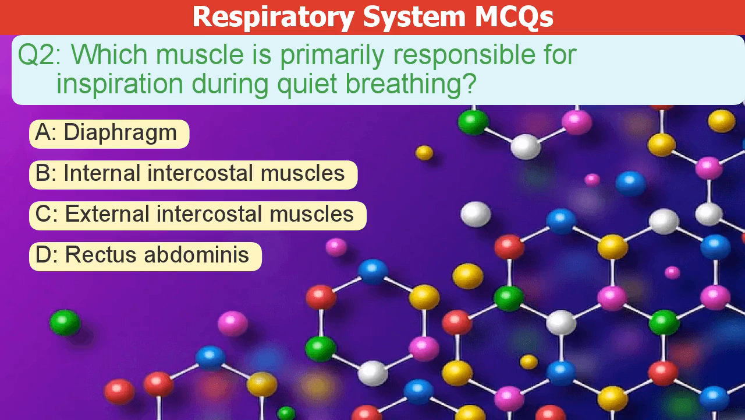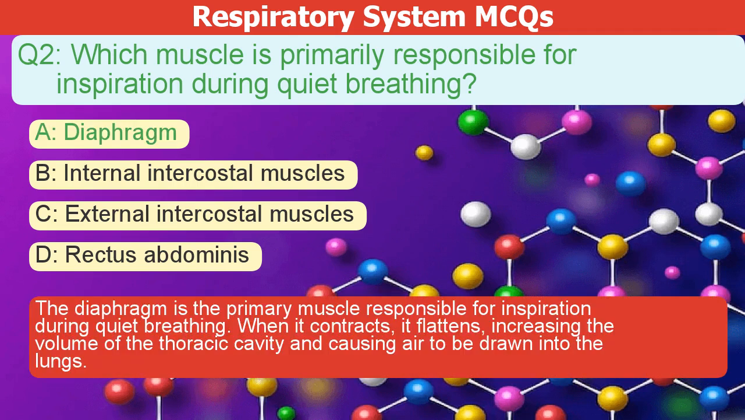Which muscle is primarily responsible for inspiration during quiet breathing? A. Diaphragm. B. Internal intercostal muscles. C. External intercostal muscles. D. Rectus abdominis. The correct answer is A. The diaphragm is the primary muscle responsible for inspiration during quiet breathing. When it contracts, it flattens, increasing the volume of the thoracic cavity and causing air to be drawn into the lungs.